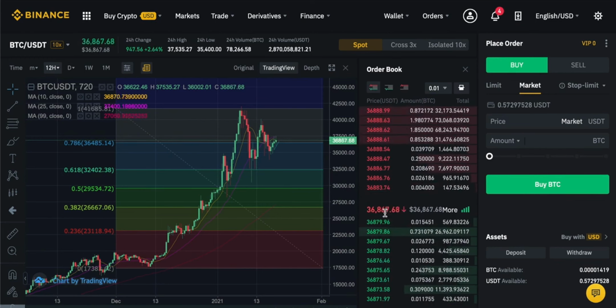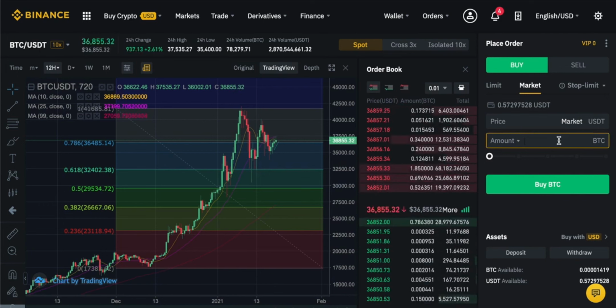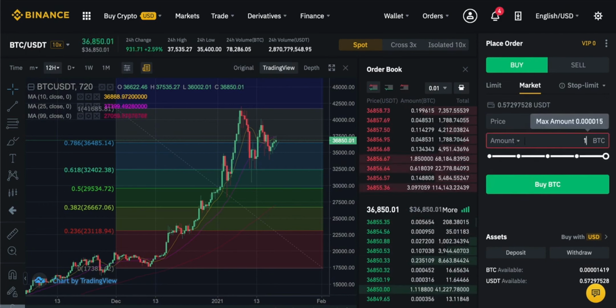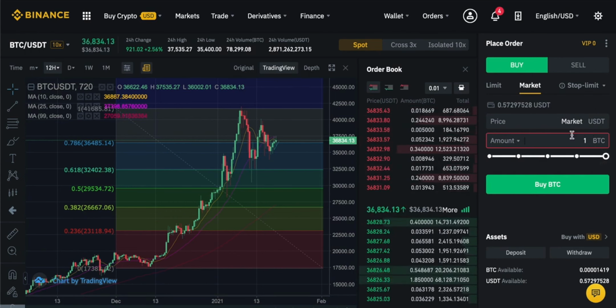36,879, but it is moving around a lot. So you may pay a little bit more, you may pay a little bit less. You really don't know, and you have no control over that. You can go to the amount right here, and you can say, I want to buy 1 Bitcoin like this. You can see now that we are buying 1 Bitcoin at the market price. We do not know the price, but you can come through, go ahead and press buy on that one, and it will do it for you.